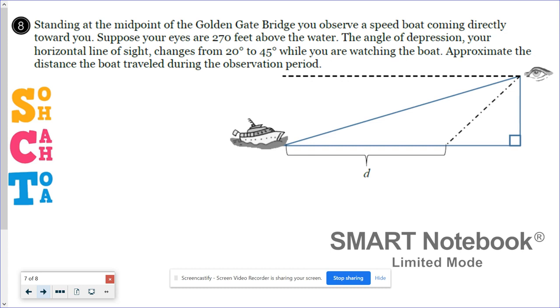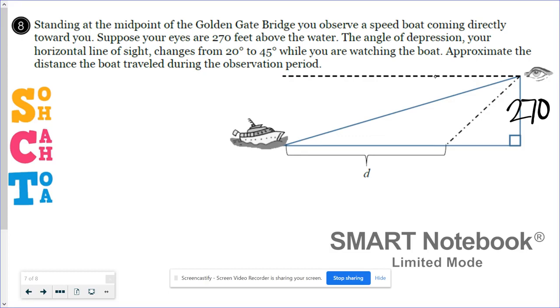So number 8, it says, standing at the midpoint of the Golden Gate Bridge, you observe a speedboat coming towards you. So you are the eye. Your eyes are 270 feet above the water. The angle of depression, your horizontal line of sight, changes from 20 degrees to 45 degrees while watching the boat.